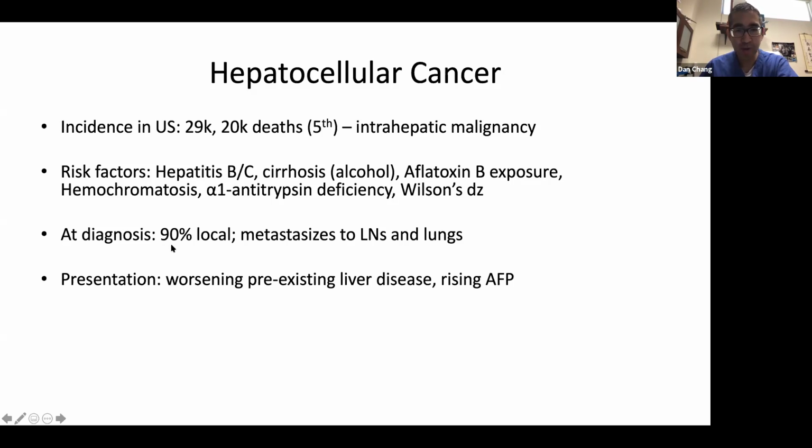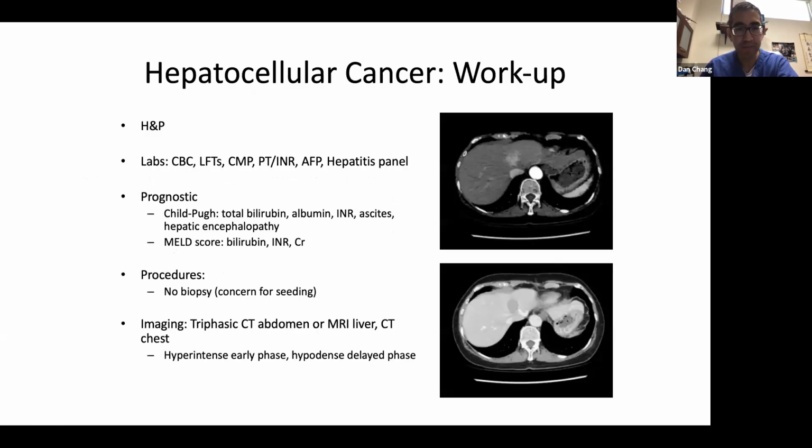Most of the time it's diagnosed with local disease, so liver-directed therapy plays a very, very important role, oftentimes with surgery or with interventional procedures like radiofrequency ablation, and as we're trying to also push radiotherapy. I don't really want to say too much about this, other than just HCC, the diagnosis is usually done through imaging.